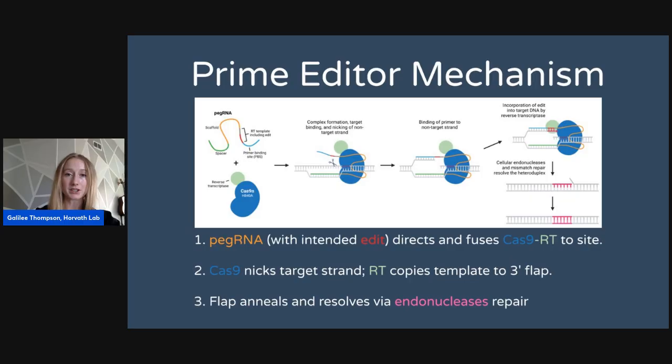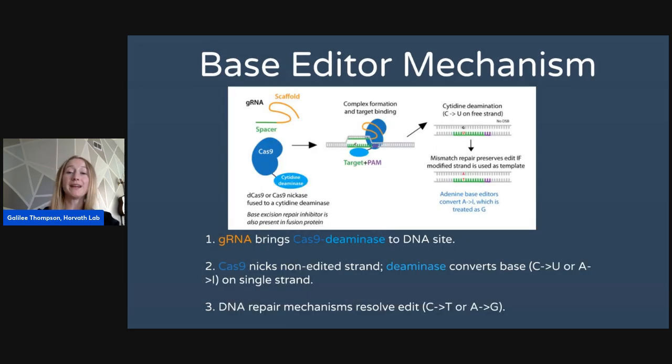One is prime editors. Prime editors have what's known as a pegRNA sequence. This helps to guide the Cas9 to the intended place of the edit. It also contains our intended edit in that sequence. So our pegRNA with our intended edit is directly fused to Cas9 and reverse transcriptase. Cas9's job is to nick that target strand. Reverse transcriptase then copies the pegRNA with that edit in, and then downstream endonuclease repair takes place, and voila, you have your edit.